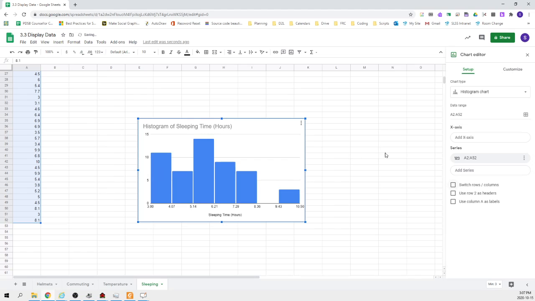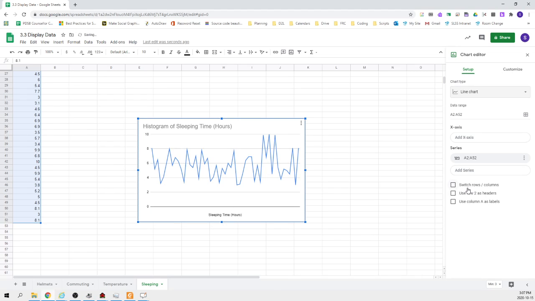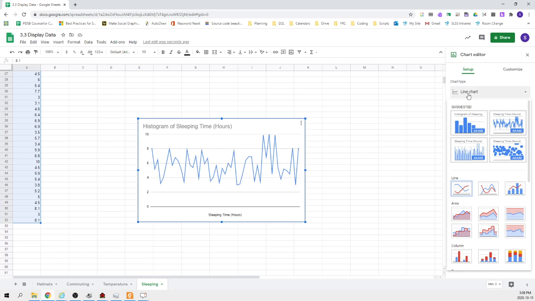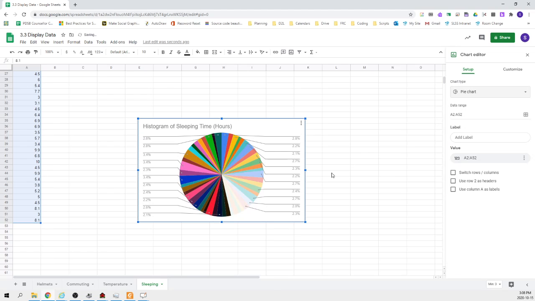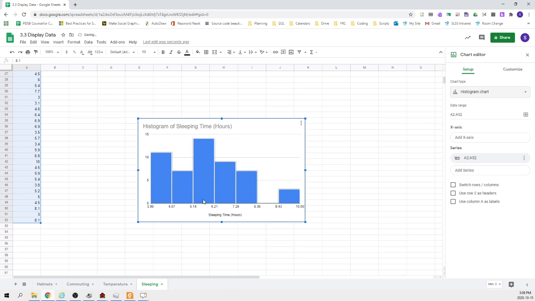So if we make a chart, here we've got a histogram. A line graph doesn't make a whole lot of sense. These are just randomly ordered sleeping times of people. They're not in any particular order, so looking at them in a line graph doesn't make any sense. If you try to make a circle graph out of it, that doesn't make any sense either. What we're actually looking for is a histogram.